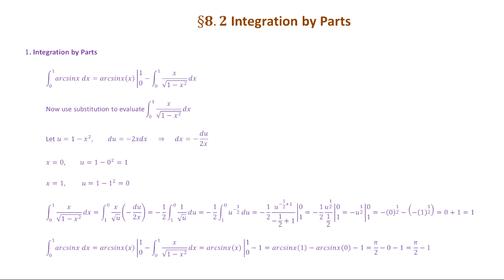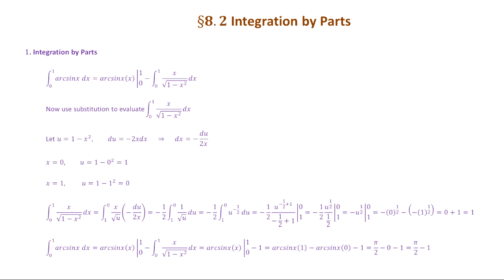Simplify this a little bit. Half and half cancels, so it becomes negative u to the half from 0 to 1. So what you do is just plug in 0 and 1 for u and subtract. So you get negative 0 to the 1 half minus negative 1 to the half. You get 0 in the first term and you get the 1 from 1 to the half. And there are two negative signs in here, so it becomes plus 1. So at the end you get 1.